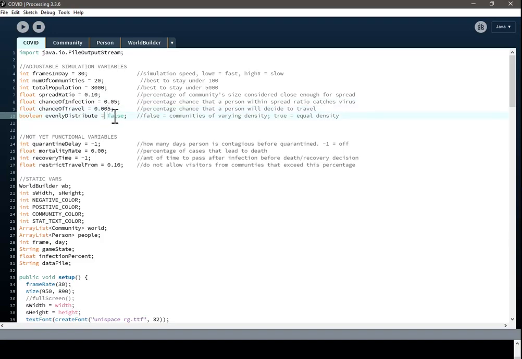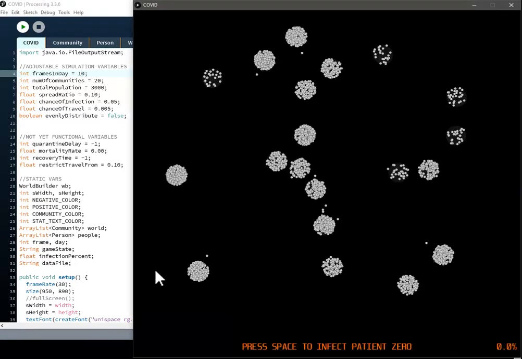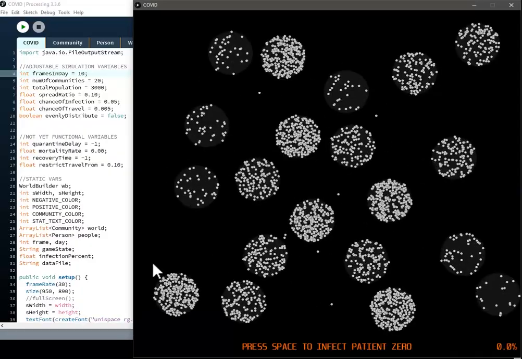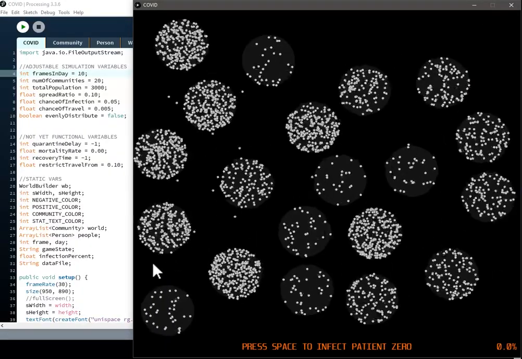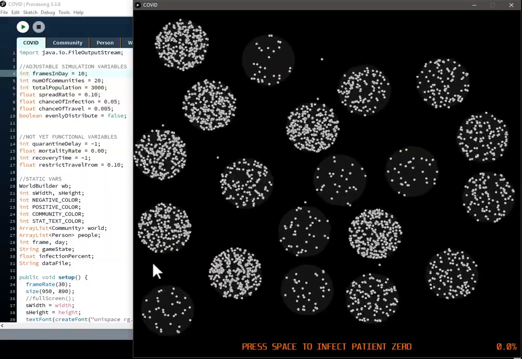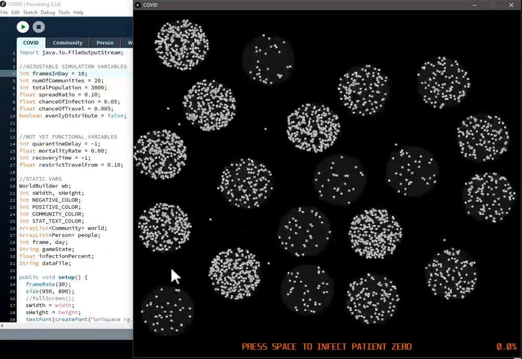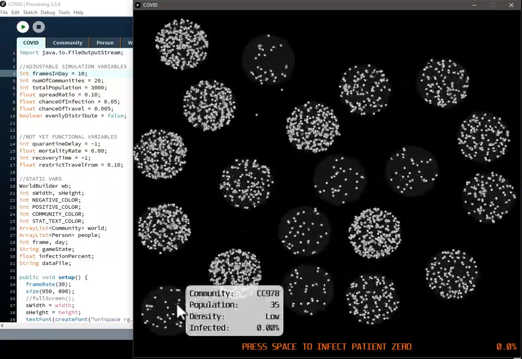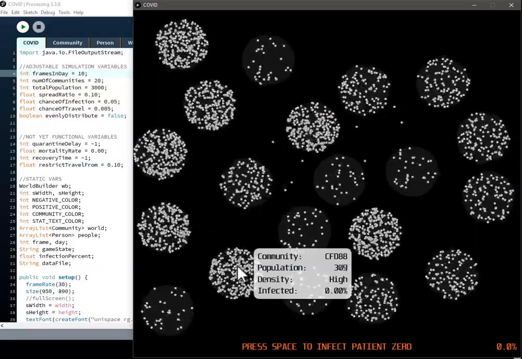We are not evenly distributing, so we will have dense communities and sparse communities. But then let's also let this play out faster by changing the frames in a day down to 10. So that'll just speed it up so we don't have to watch quite as long. Just going to keep hitting R to get random rerolls until I find something that I like. This looks pretty good. We have our low population density areas and our high population density areas.